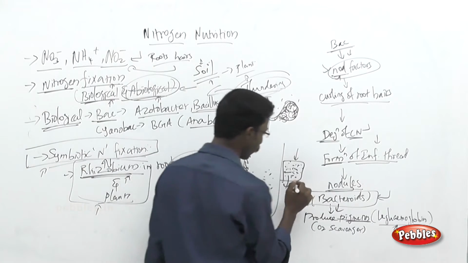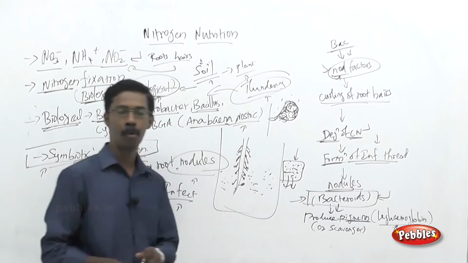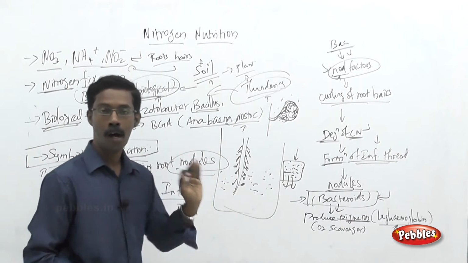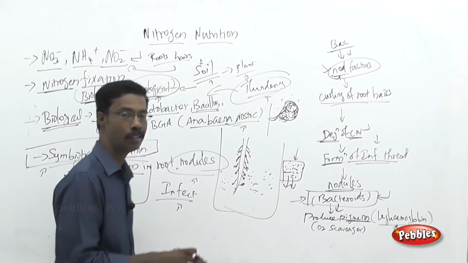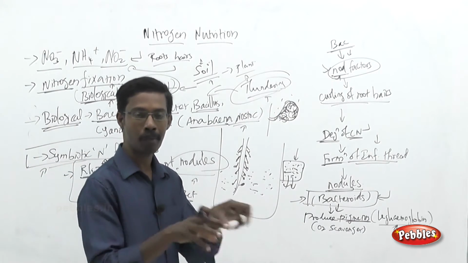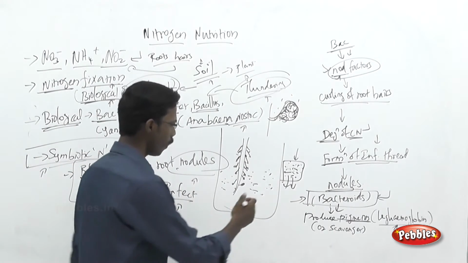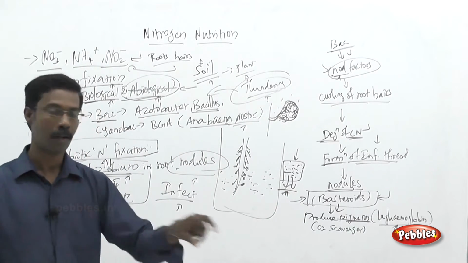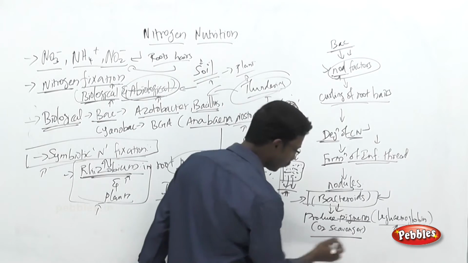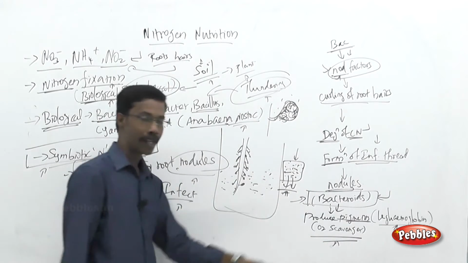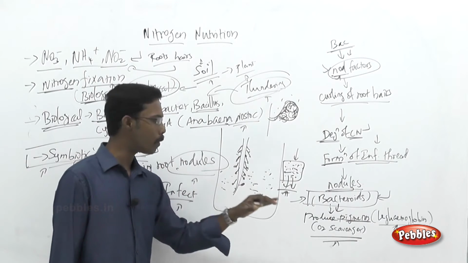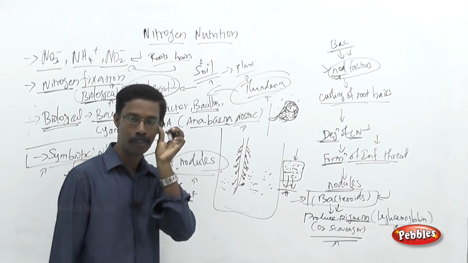What may be the role of the leghemoglobin? Leghemoglobin is going to function as an oxygen scavenger. Scavenging means you are going to selectively search for something, or you are going to hold something. Oxygen scavengers means they are going to catch and hold the oxygen from the surrounding environment. What may be the need for oxygen scavenging over here?